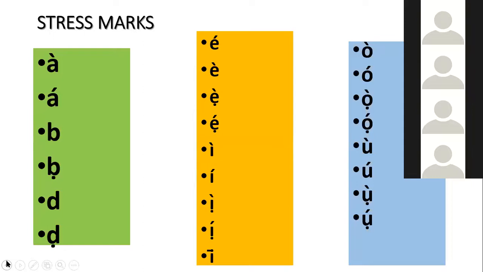So before we go, just a reminder that we have the stress marks either falling, rising, or level. It's important to put your tone right to convey what you want to convey. There are two options. One is, if you know the word and how it sounds, then use that knowledge to make sure that your stress marks are correct when you're writing it. If you don't know the word, check it, use a dictionary, check your previous lessons, you'll probably find the word somewhere and make sure that you get it right.